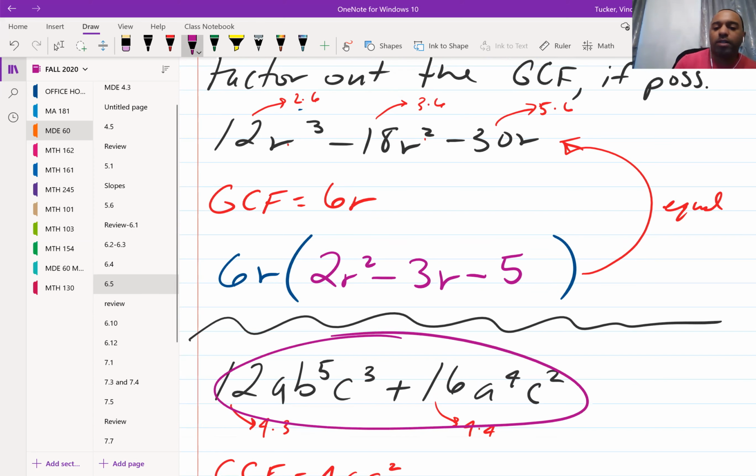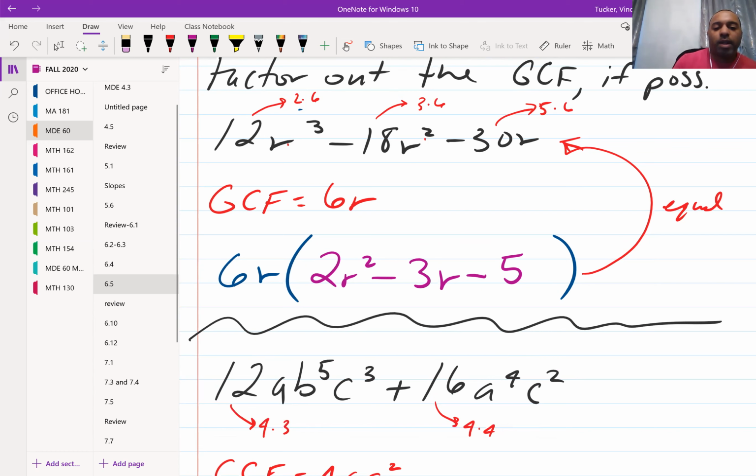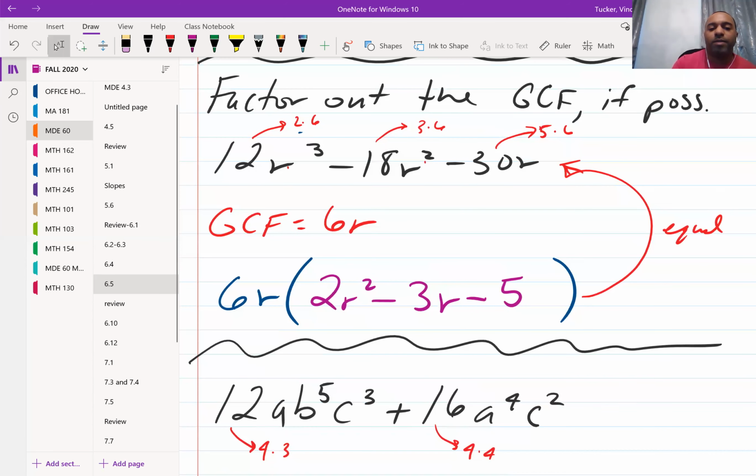All right, so now we're looking at this one: 12ab to the fifth c cubed plus 16a to the fourth c squared. Matter of fact, let's give you a chance to process it, see if you can find the GCF before I just say what it is. I kind of give you a hint in the red, but it's not hinting at the letters. Give you a second.